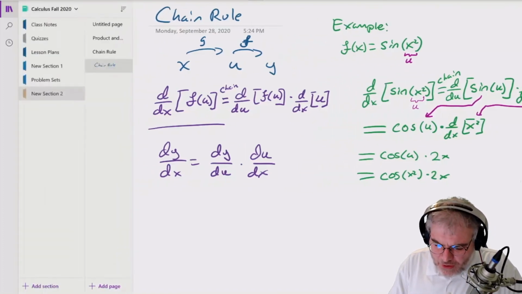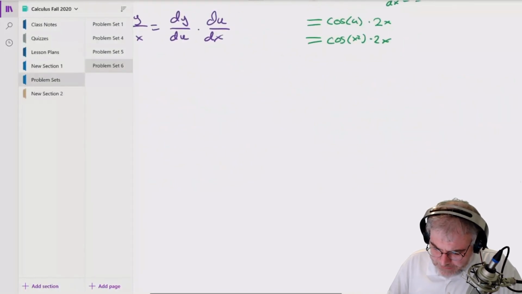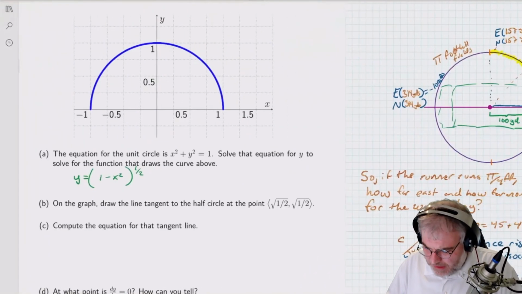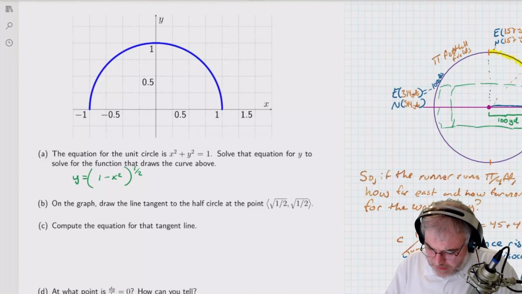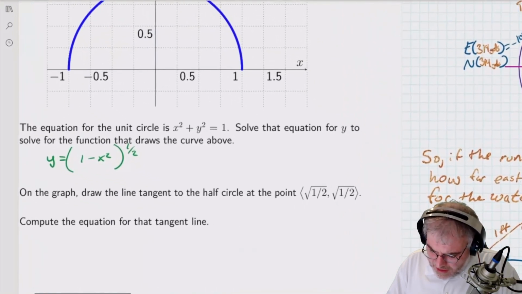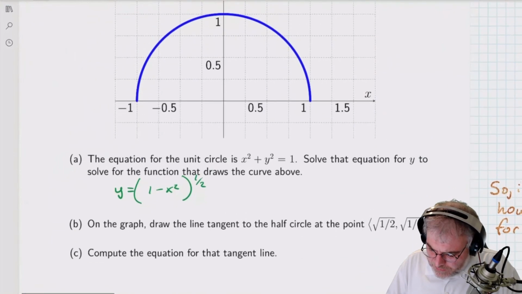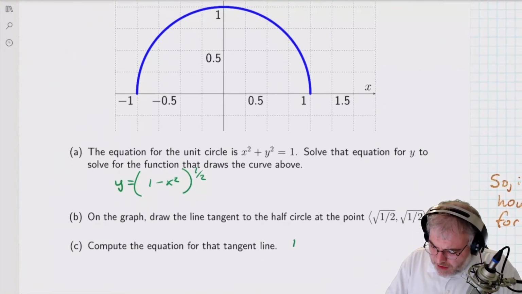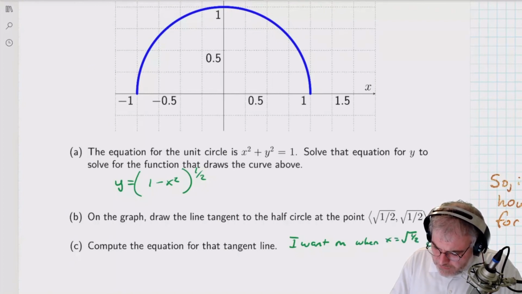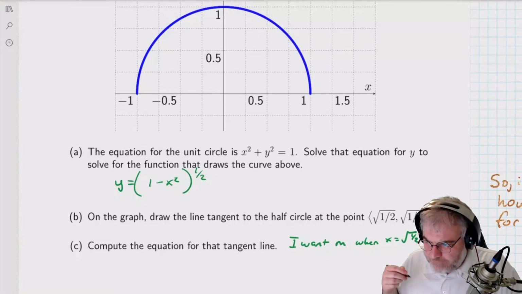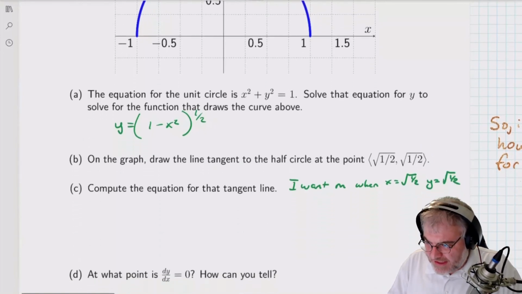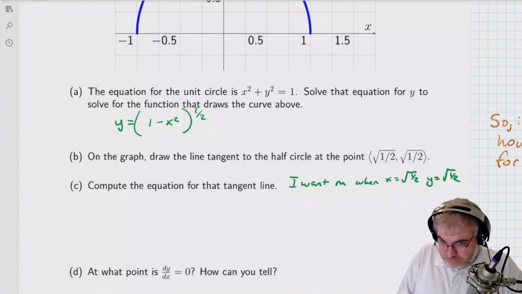And as I said, we will be going over that again and again and again tonight. I'll do a lot more examples of those. Okay, so now let's look at this here. I want to compute the equation of the tangent line. So I want m when x equals the square root of 1 over 2 and y equals the square root of 1 over 2. Okay, is everyone on board with that I need to find that?